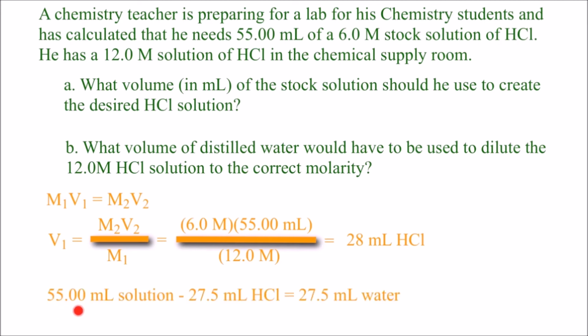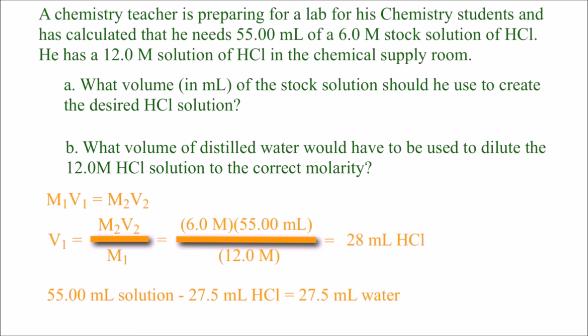So we have 55 milliliters of the solution minus 27.5 milliliters of the concentrated 12 molar hydrochloric acid, and that's going to give us 27.5 milliliters of our distilled water. Notice how we got the 27.5 here and the 27.5 up here. The reason is because we are exactly halving the concentration of our stock solution. We went from 12 to 6, so we went down by 1/2. That means that half is going to be acid and half of it's going to be water.